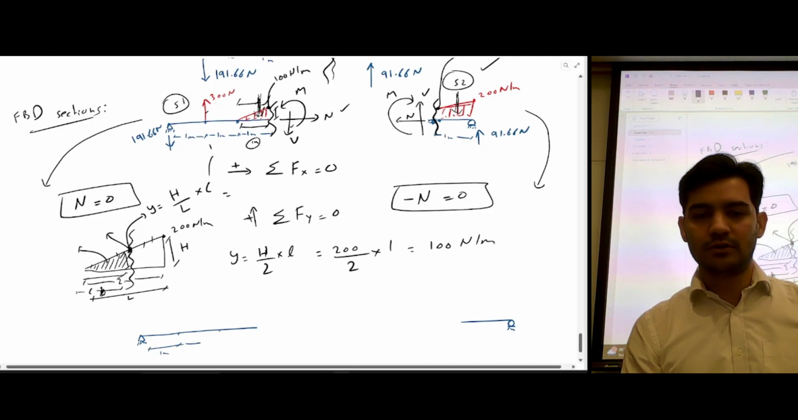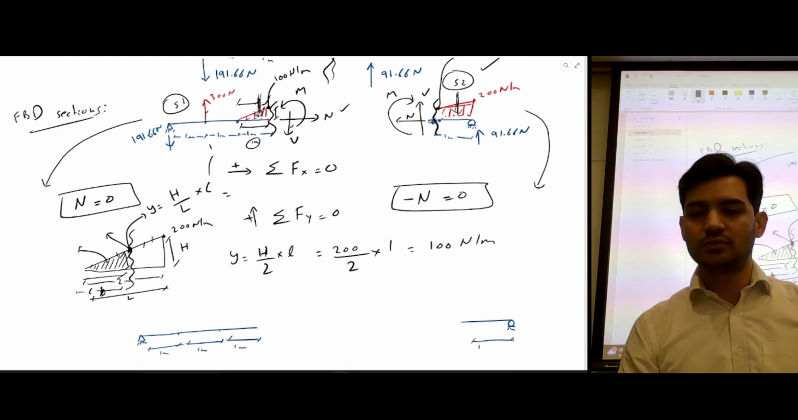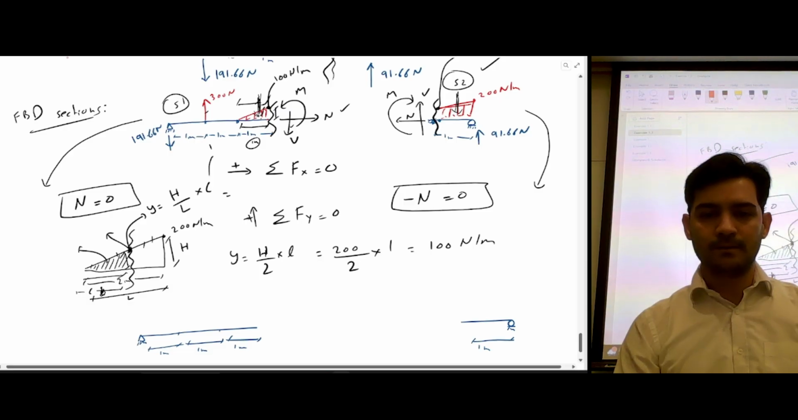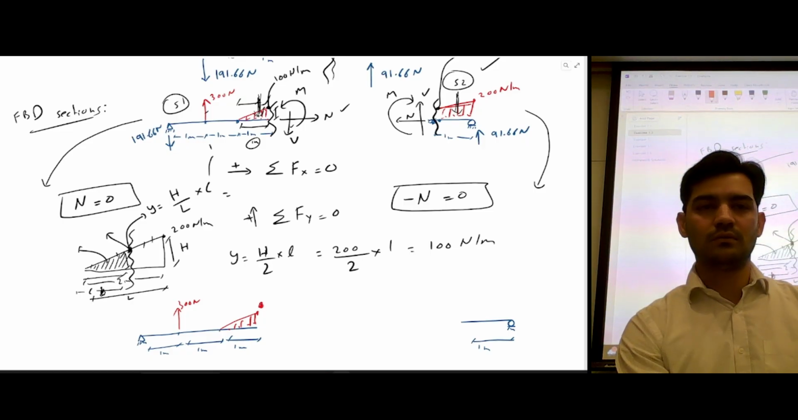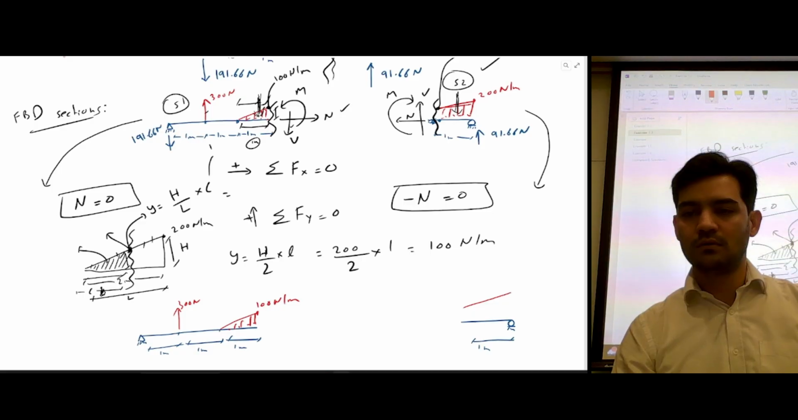This distance is 1 meter, this distance is 1 meter, this distance is also 1 meter, and this distance is also 1 meter. This is the force, 300 Newton. This point is 100 Newton per meter. This point is also 100 Newton per meter, and this point is 200 Newton per meter.